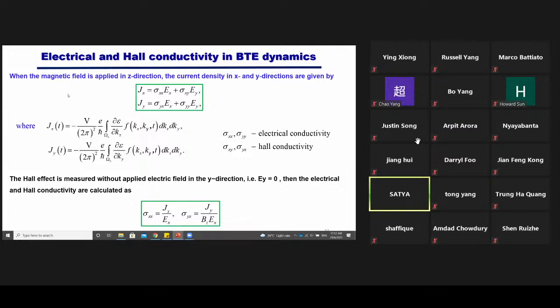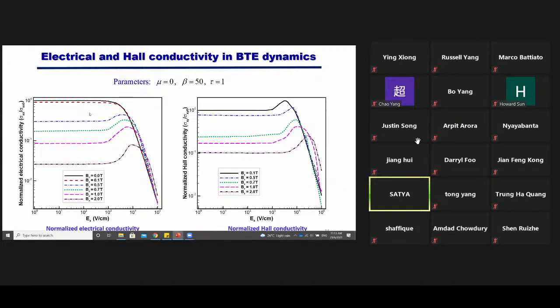When the magnetic field is applied in the z direction, we can write the current density in that format. We have Jx and Jy, the electric current in the x and y direction. Here, sigma xx and sigma yy are the electrical conductivity, and sigma xy and sigma yx are the Hall conductivity. Hall conductivity we can get without applying an electric field in the y direction. So we can take Ey equal to 0, and then we can get the Hall and electrical conductivity by these mathematical functions.